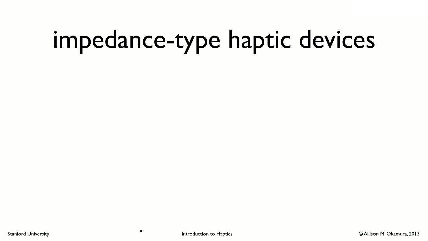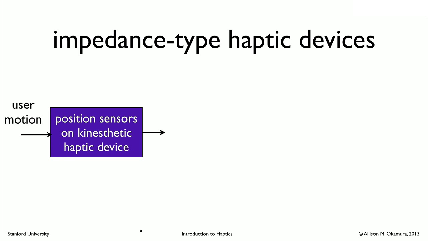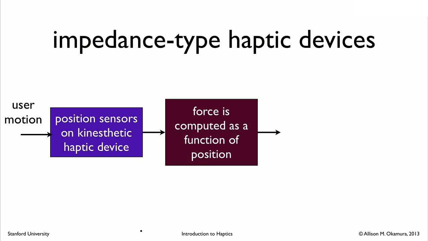In this type of haptic device, we start with user motion. The user holds onto the manipulandum or the gripper, or puts their arm in an exoskeleton, and moves around relatively freely. The idea being that the haptic device doesn't apply forces unless we want it to, unless we're trying to create a virtual environment. So the user can move around the workspace, and position sensors on the kinesthetic haptic device record that motion. Now comes the control aspect, where the force is computed as a function of position.